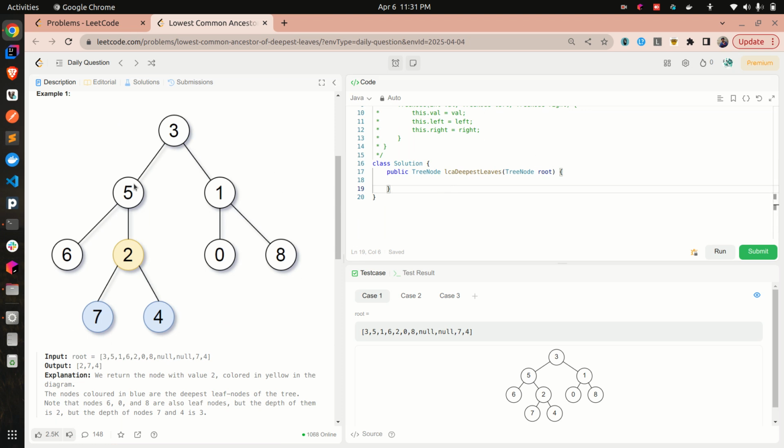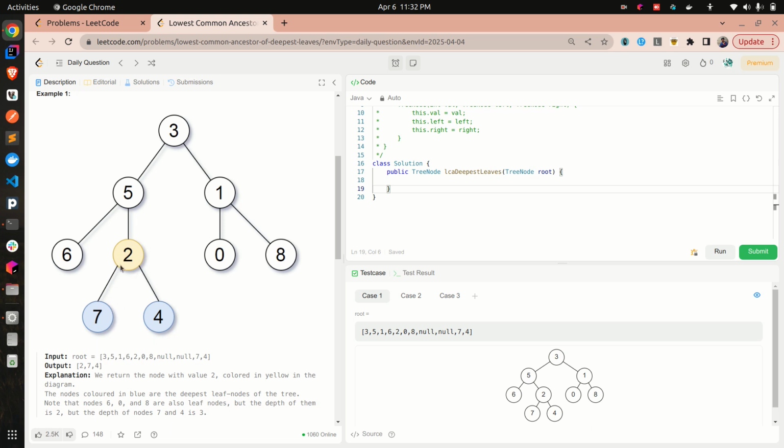Now that we have identified, from the left subtree I know what is the depth of the deepest leaf, and I know the ancestor. Similarly from the right tree I can identify what is the depth of the deepest leaves. So if the left subtree has a certain depth and the right subtree has a certain depth, and if both are equal, then the immediate root would be the lowest common ancestor.